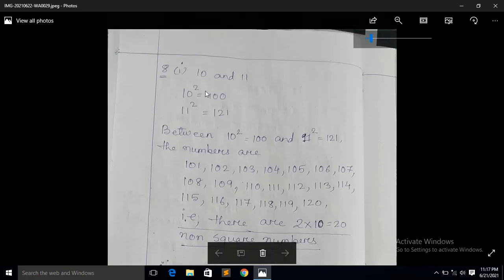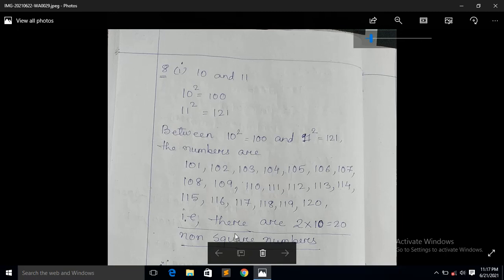Just follow this one. 10 square is equal to 100 and 11 square is equal to 121. Now between 10 square and 11 square, what are the numbers? 10 square is 100 and 11 square is 121. So the numbers between 100 and 121 are these numbers, isn't it? So how many numbers? Let us count. 1, 2, 3, 4, like this, there are 20 numbers.